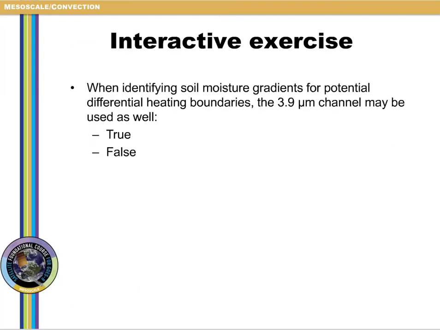Time for an interactive exercise. When identifying soil moisture gradients for potential differential heating boundaries, the 3.9 micron channel may be used as well. Is that true or false? I'll give you some time to think about that.